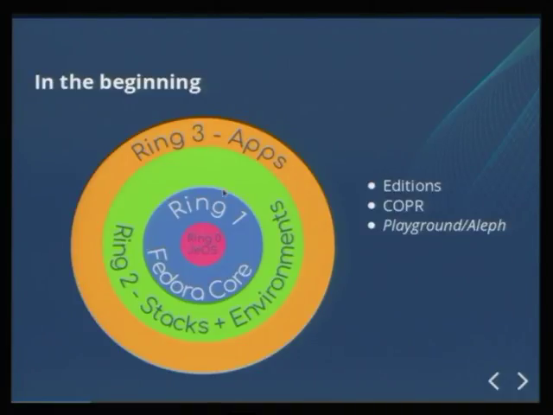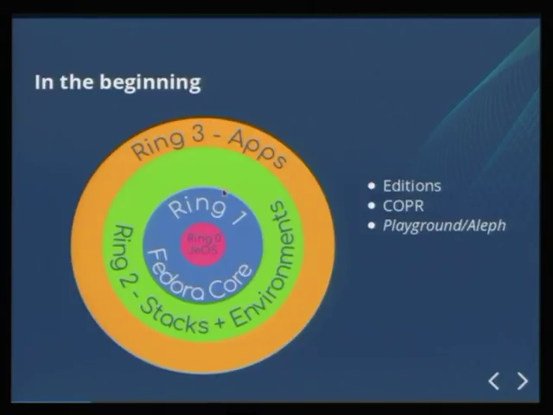So we have Workstation and Server and Cloud, now Atomic. I don't know what its name is currently. But they have different foci, right? So as a result, they can choose different software that's going to be in their subset of the distribution. We also introduced Copr, which is a way to create basically the furthest out ring.